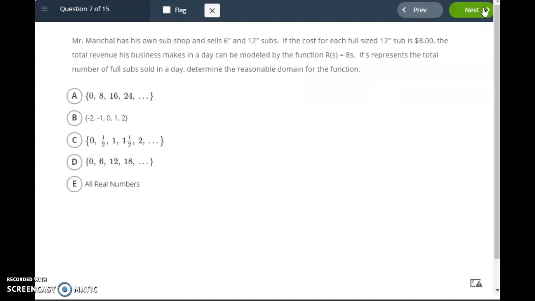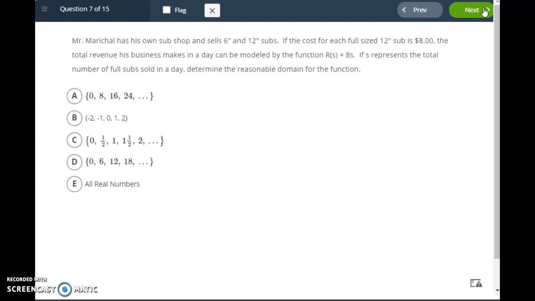Alright, Mr. Marischal has his own sub shop and sells 6-inch and 12-inch subs. If the cost of each full-size 12-inch sub is $8, the total revenue his business makes in a day can be modeled by the function R of S equals 8S. If S represents the total number of full subs sold in a day, determine the reasonable domain of the function.